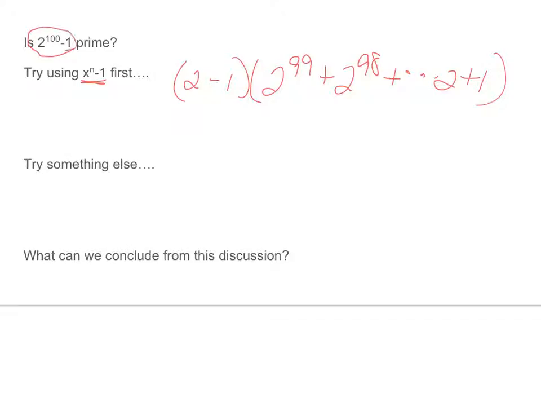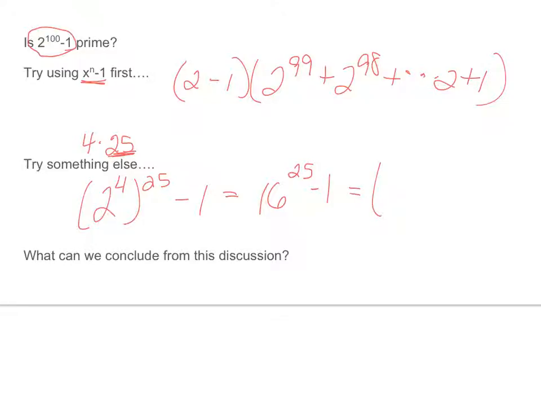Can I break this into a number that is somewhat easier to handle? Let's see. I know 4 times 25 is 100. This I can break into fives, which is going to be a lot easier to figure out. So 2 to the 4th, to the 25th power, minus 1. And that's going to get us 16 to the 25th power minus 1, which will give us that first parenthesis, 16 minus 1 times 16 to the 24th, etc.